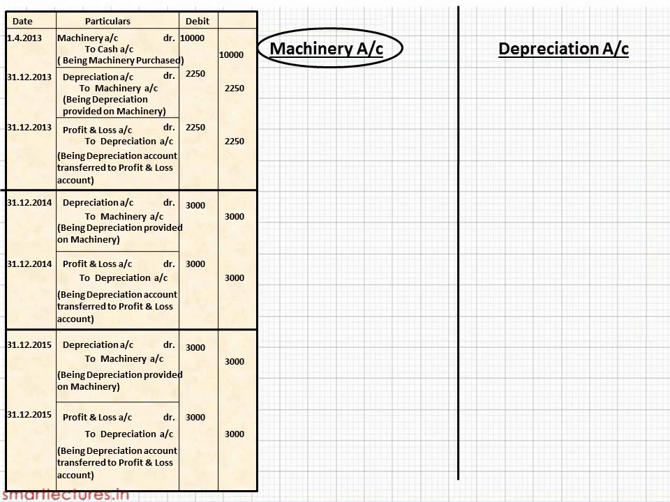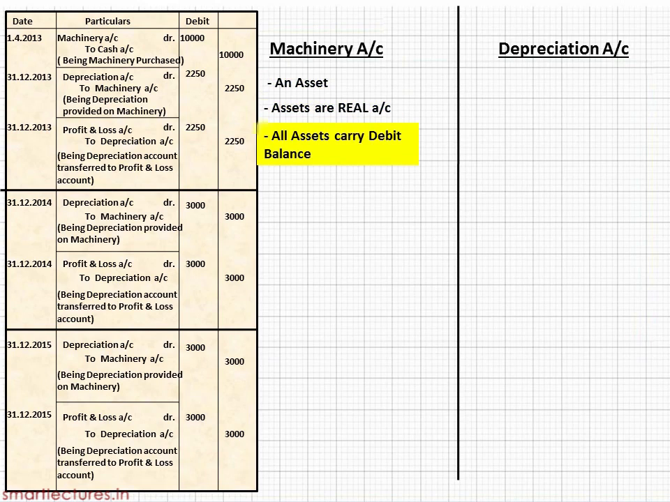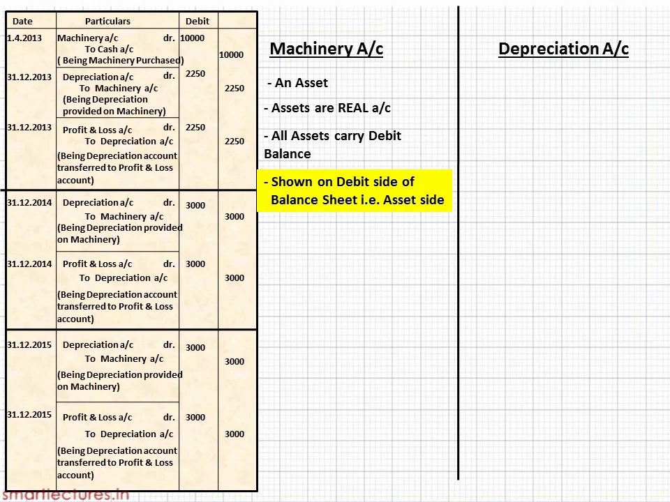You know, machinery is an asset and all assets are real accounts. And all assets carry debit balance. That's why they are shown on the debit side of the balance sheet. I mean to say the side of debit balances means the asset side. So machinery account always carries a debit balance.